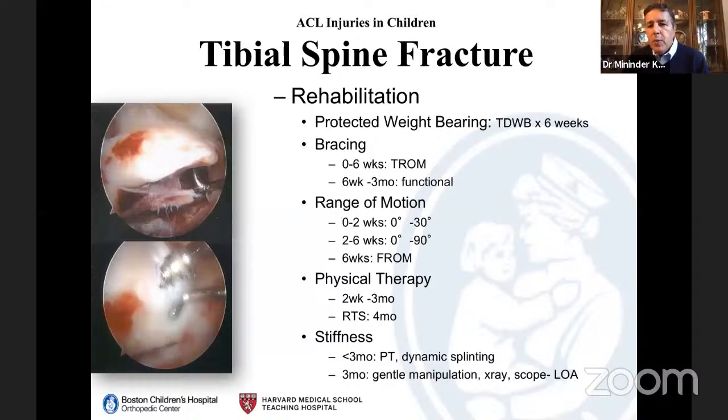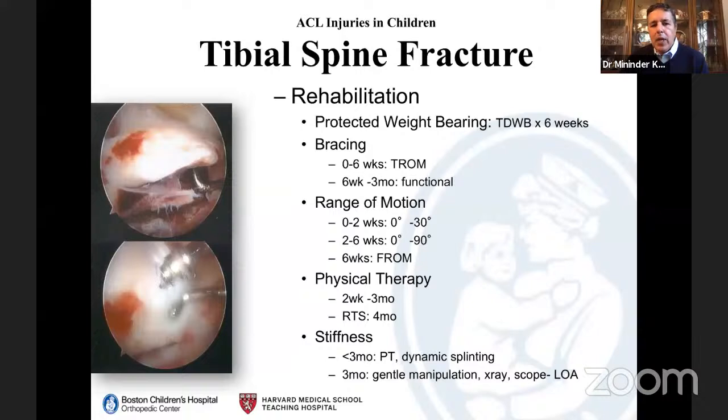Rehabilitation, I think, is very important after these injuries. So we want to protect weight bearing, but we also want to get the knee moving. I tend to use a brace and move them right away instead of a cast or a period where they're not moving. So I move them typically 0 to 30 degrees in the first 2 weeks, and 0 to 90 degrees, or now actually full motion, from week 2 to week 6.